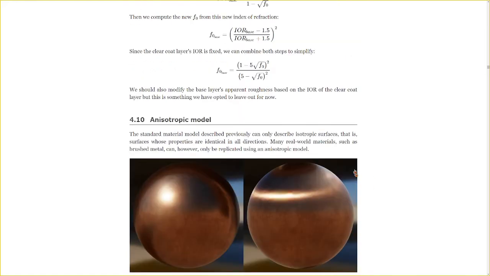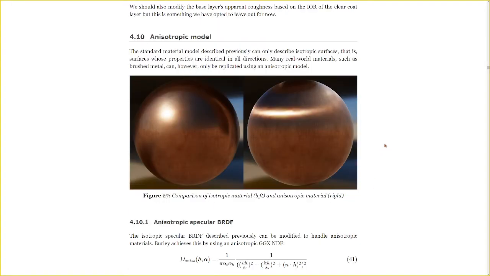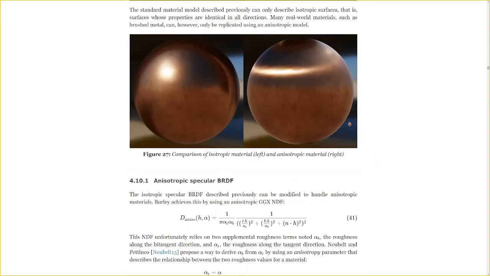Fair enough. So we've got the anisotropic model. The standard material model described previously can only describe isotropic surfaces, so that's surfaces whose properties do not change with respect to direction. Many real-world materials, such as brushed metal, can only be replicated using an anisotropic model, which is one where there is a direction dependence. So there's some different surface behavior based on that, because that kind of informs the shape of the microfacets, I guess.